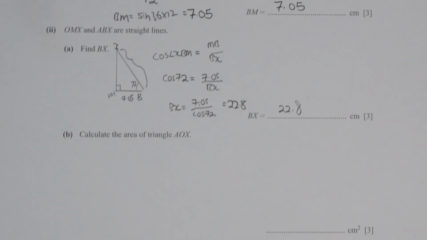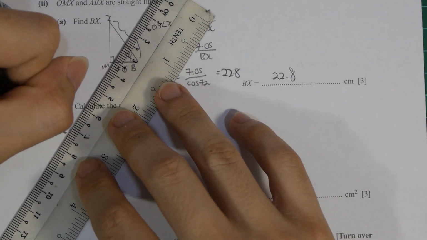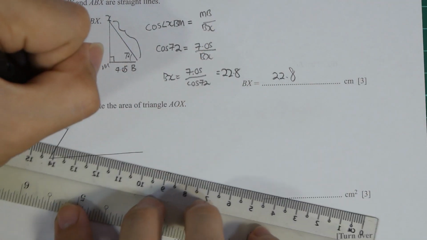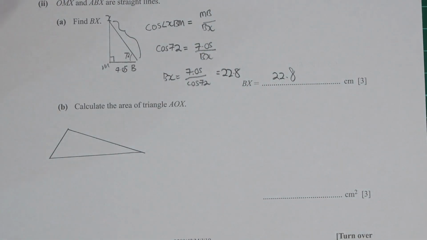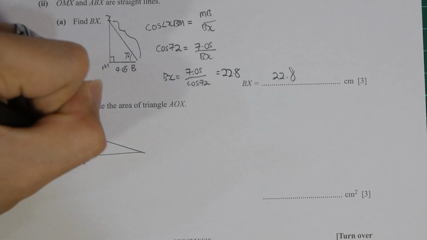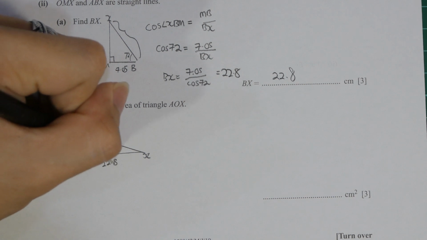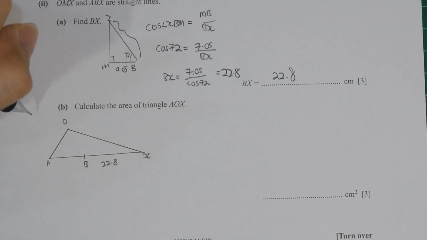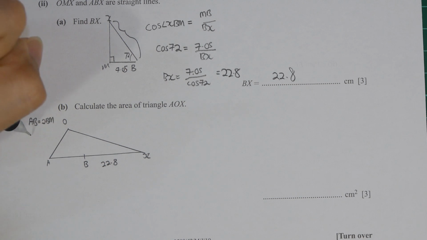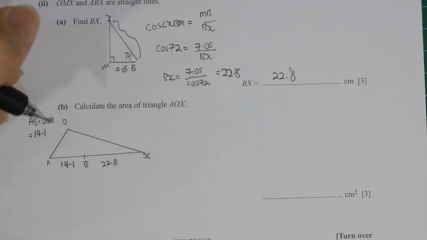Whereby for part B, calculate the area of AOX. If you remember, you can actually use half ab sin C over here. So since we have AO's value and we have AX value, half times 12 times 36.9 times sin 54. Your result is 179 cm squared.